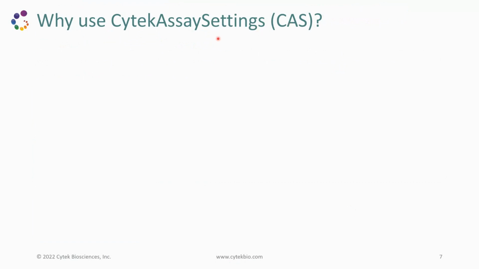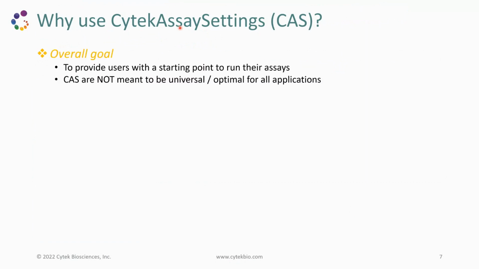All of you who are Aurora or Northern Lights or CS users have heard and have used and have seen in our software the Cytek assay settings. The goal of having those settings as part of our software is providing you with a starting point to run your assays. And if you're running immunophenotyping assays specifically, we believe this is a very good place to start.